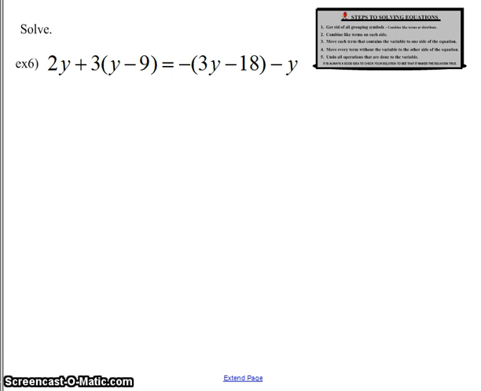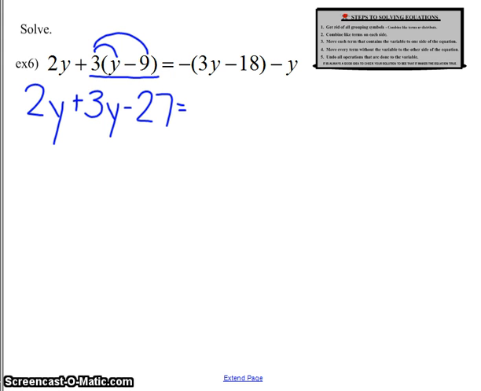Let's keep the momentum going. We're going to up the ante again a little bit. Notice we have grouping symbols, and that is step 1 to solving equations. Let's get rid of the grouping symbols. So on the left-hand side, the first set of grouping symbols I see has a 3 outside of the quantity. That is the definition of distributive property. So we're going to take that 3 and multiply it by both terms in the group, which will give us a 3y minus 27. I'm just going to bring that 2y down for the time being.